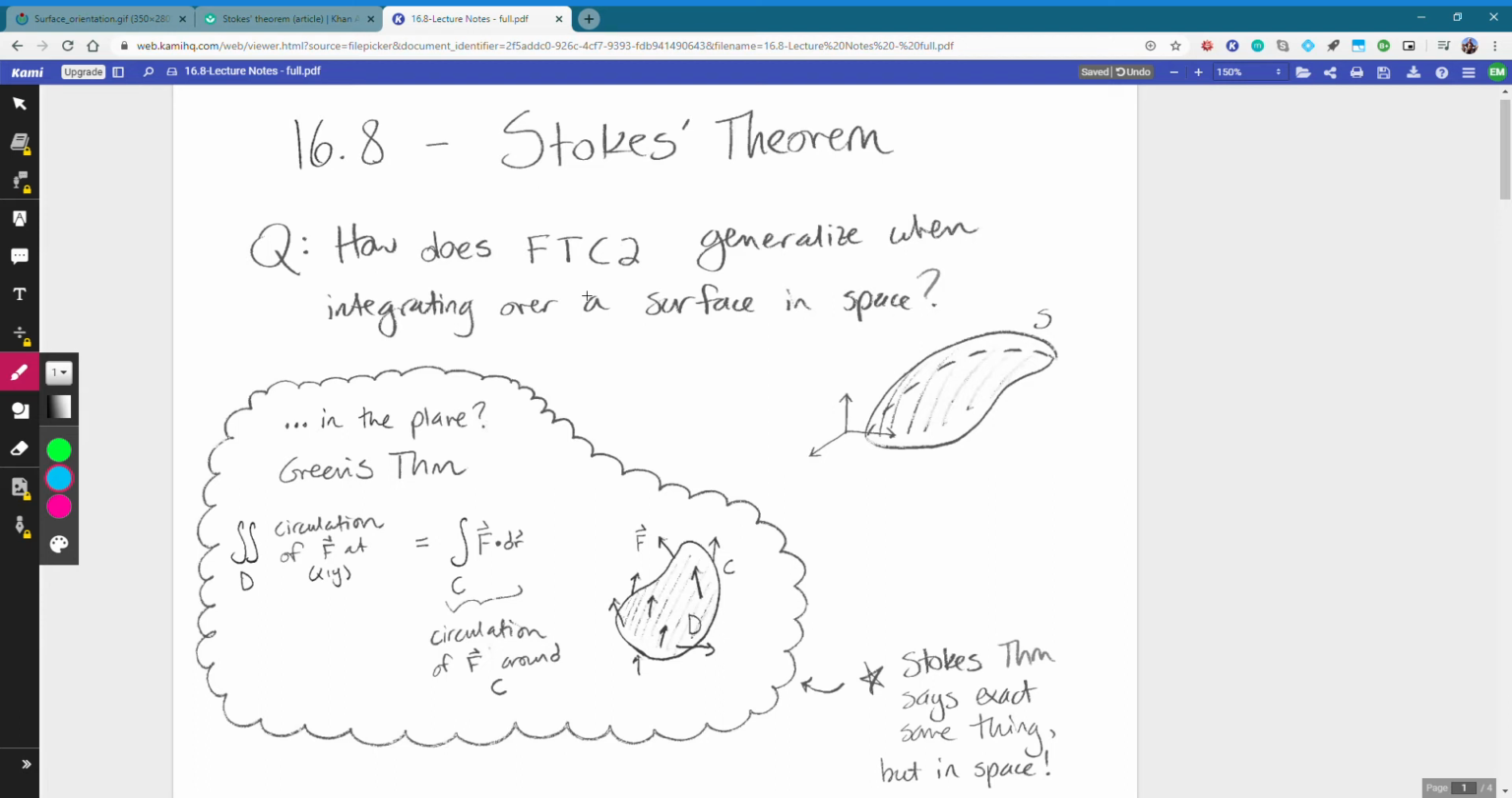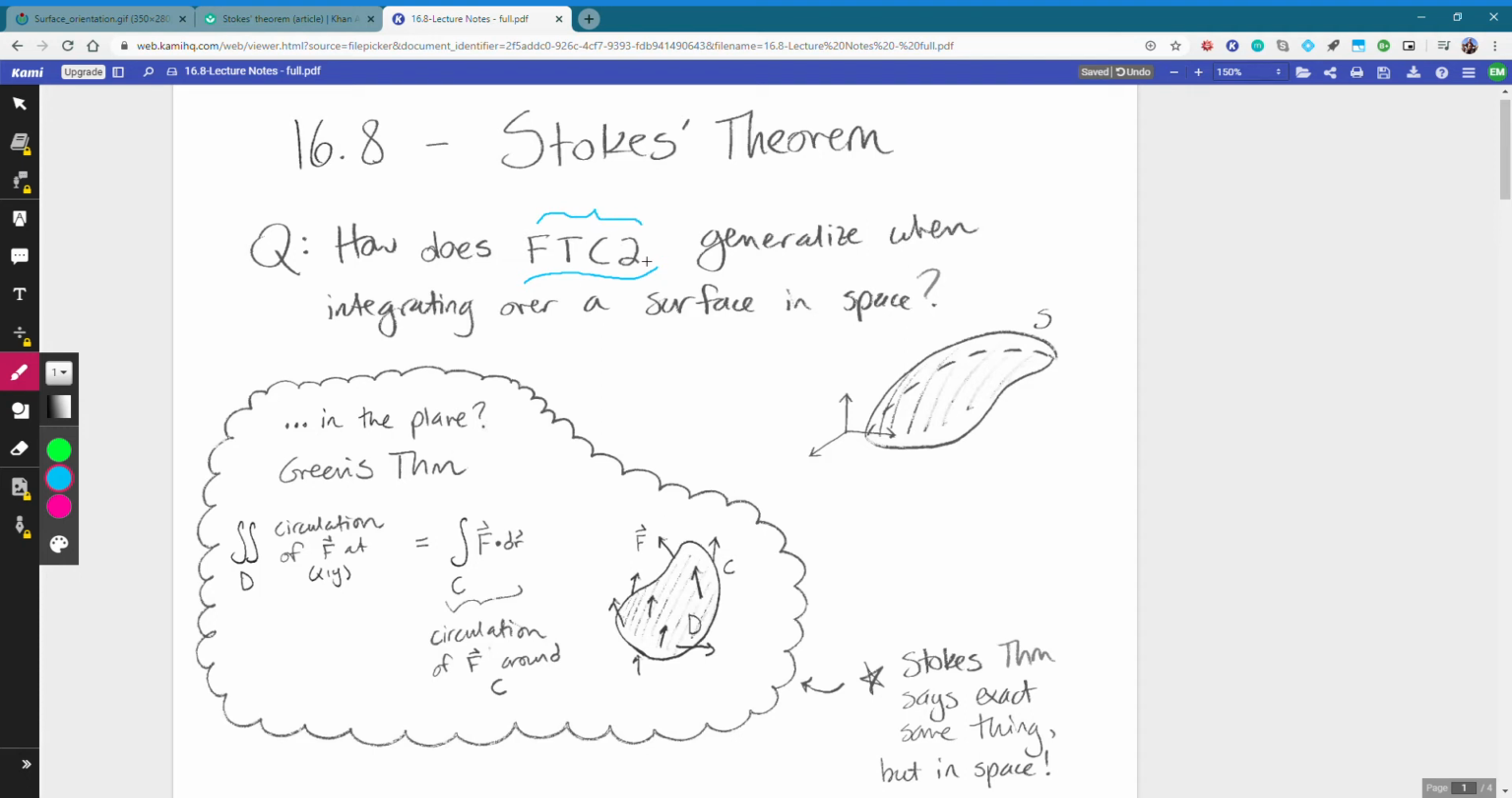Welcome back, everybody. Today we're going to be once again asking the question of how does the fundamental theorem of calculus, part 2, generalize? And today we're going to be thinking about how it generalizes when we're integrating over a surface in space, something like this.